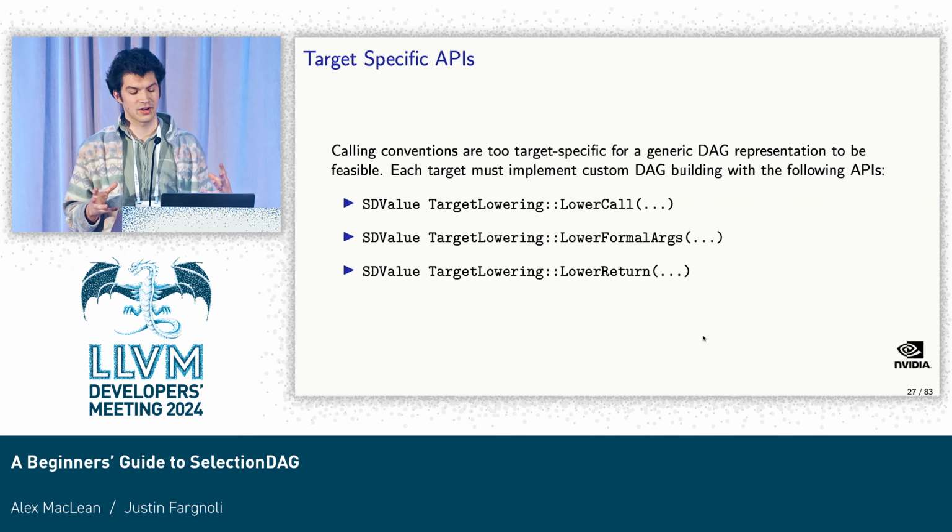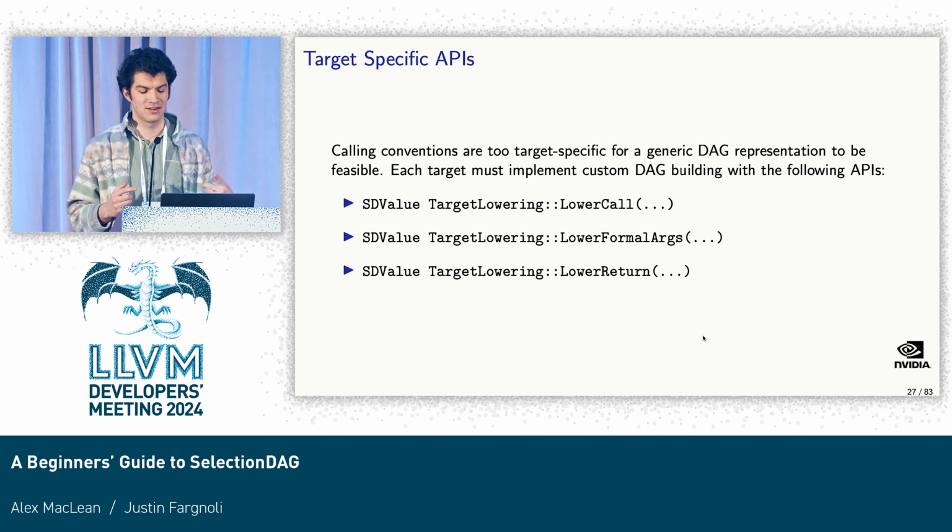So, target-specific APIs. As I mentioned earlier, some IR features don't have a generic SelectionDAG representation, and targets need to implement them themselves. That is calling conventions: LowerCall, LowerFormalArguments, and LowerReturn. Every target needs to implement these in TLI, look at the IR, and produce some SDValue that represents that instruction.